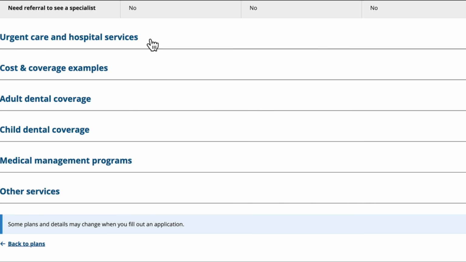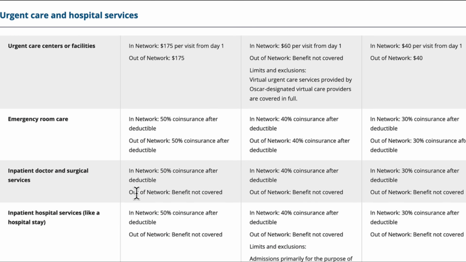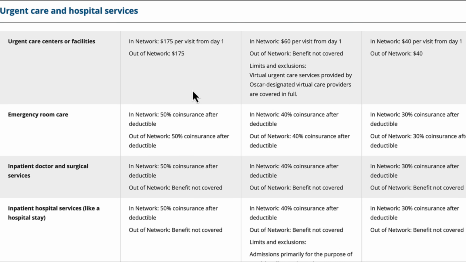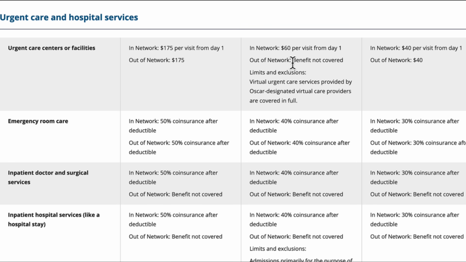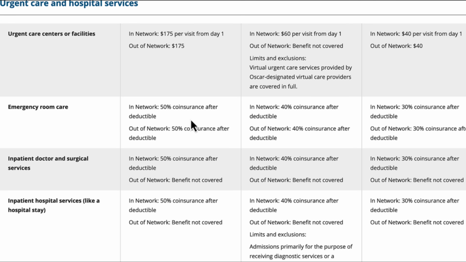No. Urgent care and hospital services. It'll break down these costs more. Urgent care, $175. Out of network, $175. Oh, it'll let you go out of network for this one. Interesting. In network, $60. No out of network. In network, $40. Out of network, $40 as well.